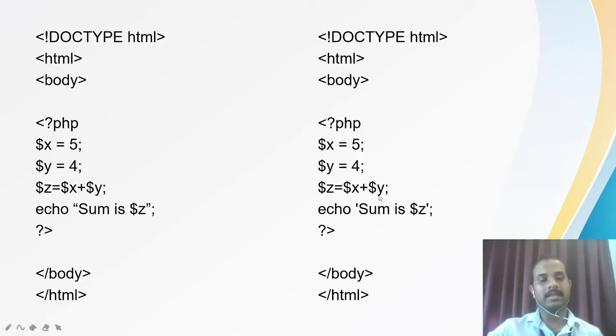This is another example where I am trying to print the sum, the example I mentioned previously. $z is equal to $x + $y. I am printing the value here. So here your output will be Sum is 9, but in the other case the output is Sum is $z. Why? Because single quotation marks cannot expand the variable, but here it will get expanded.